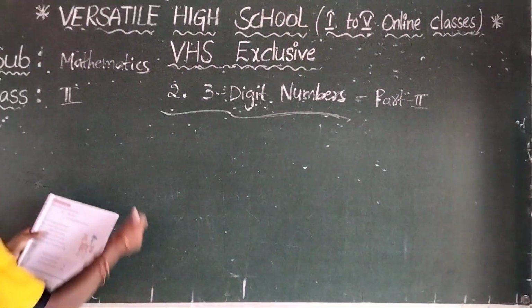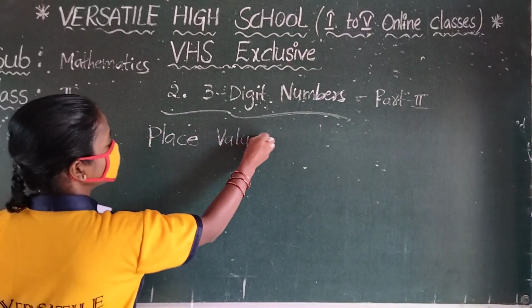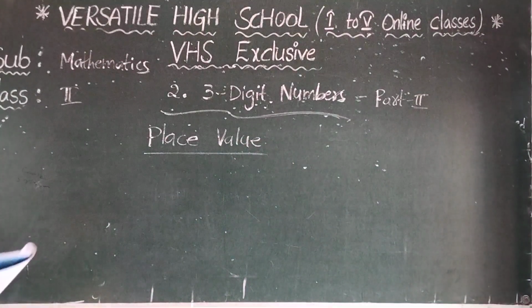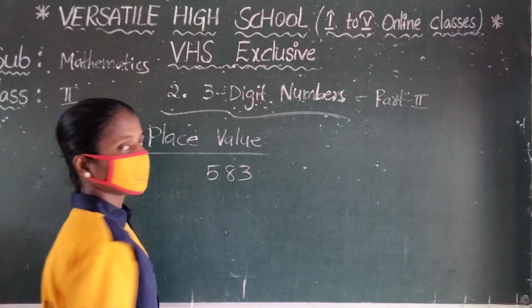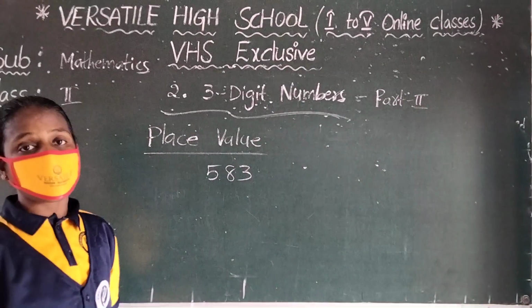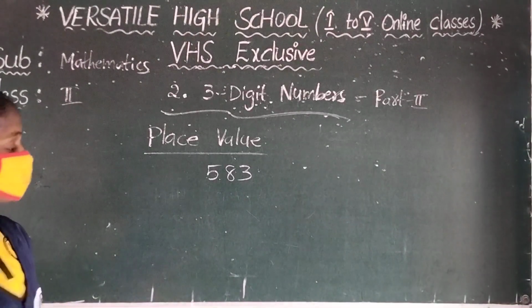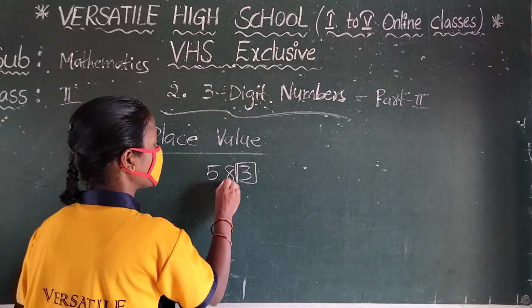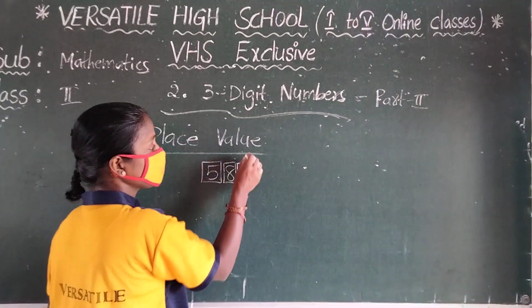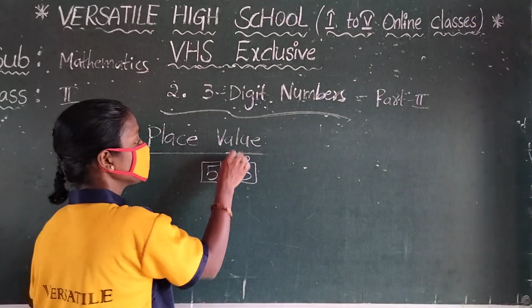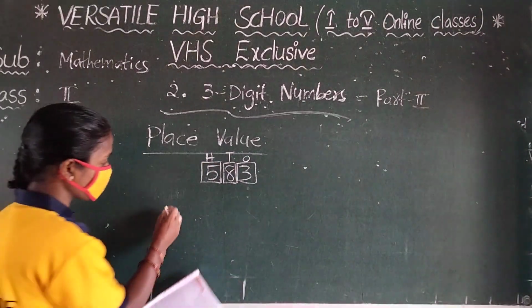Now we are going to place value. What is that? Place value. Already you know place value. So once observe this, children. 583. How is the number read? 583. Now I am writing the place value of 3, place value of 8 and place value of 5. Why? Because 3 is in the ones place, 8 is in the tens place, 5 is in the hundreds place.